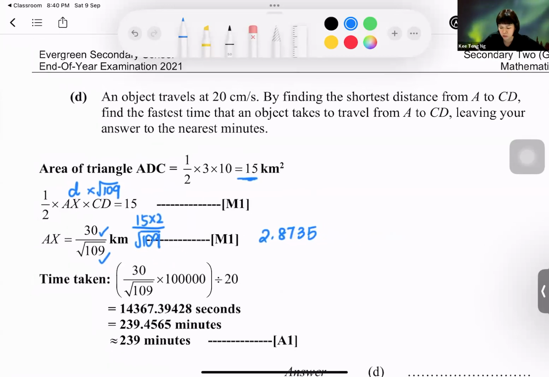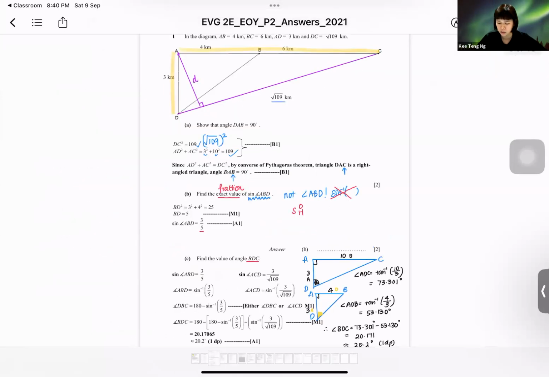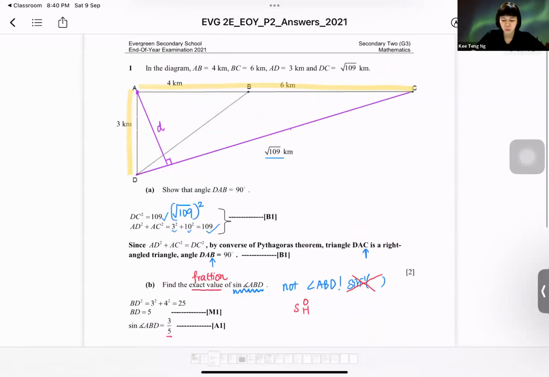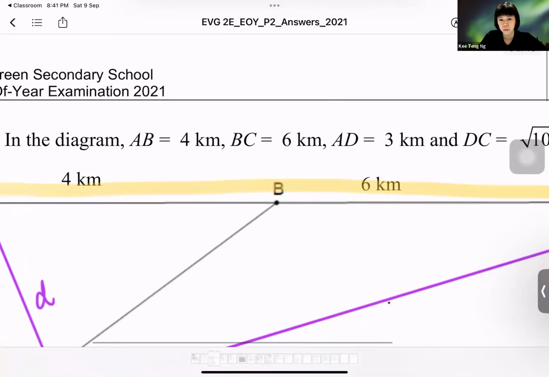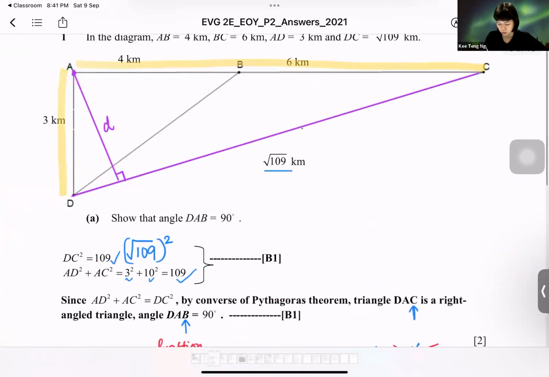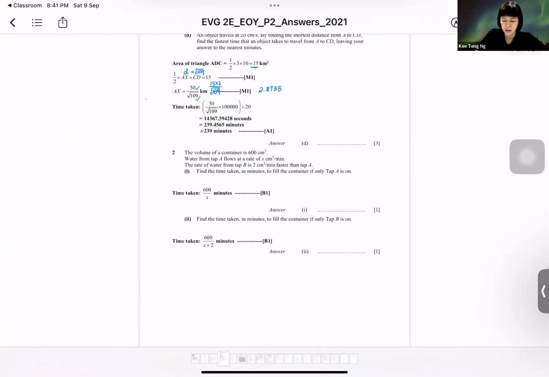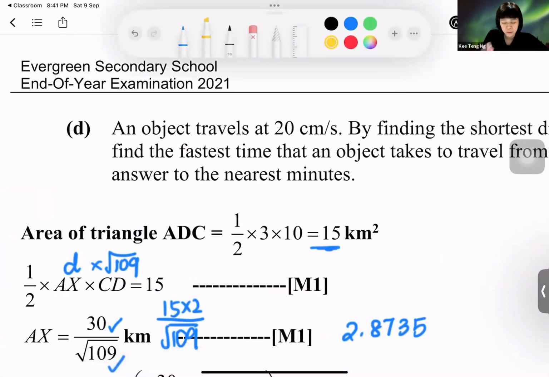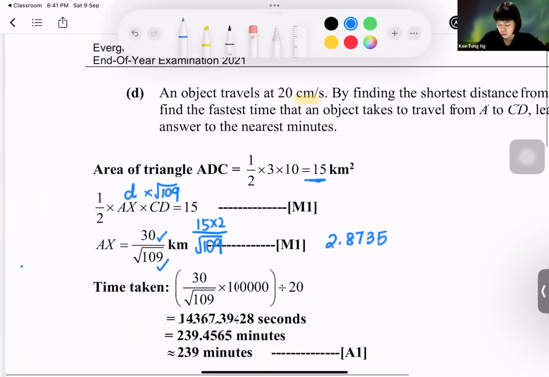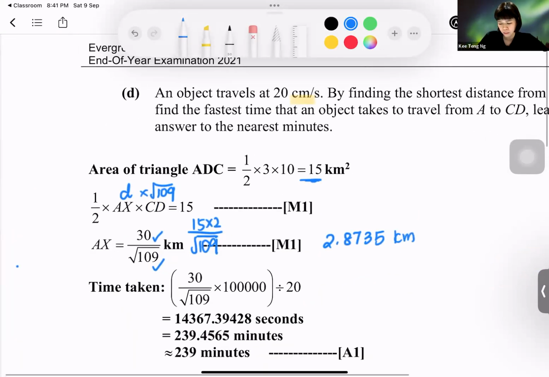How did they actually know the units? Let's check. Where did they actually tell you the units? There, they tell you 4 kilometers, 6 kilometers, whichever, right? So we actually know the units is in kilometers. And why do I need to matter so much about the units? Because here, this one says cm. So I need to change my kilometers to cm.